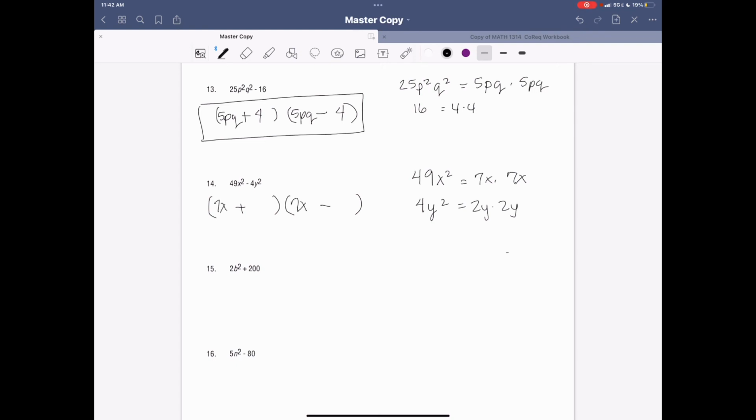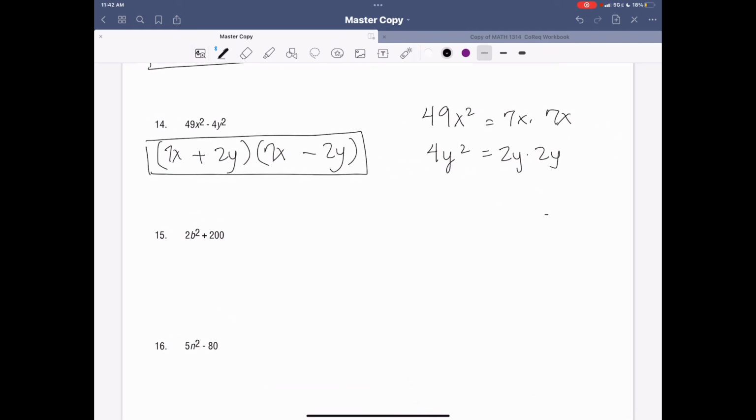7x, 7x. And that's my answer. Now, in number 15 and 16, we're going to have to take out a GCF because when I review this problem, I don't see perfect squares in each term. So we have to take out our GCF first before we can do anything. So that's equal to 2 times b plus 100.